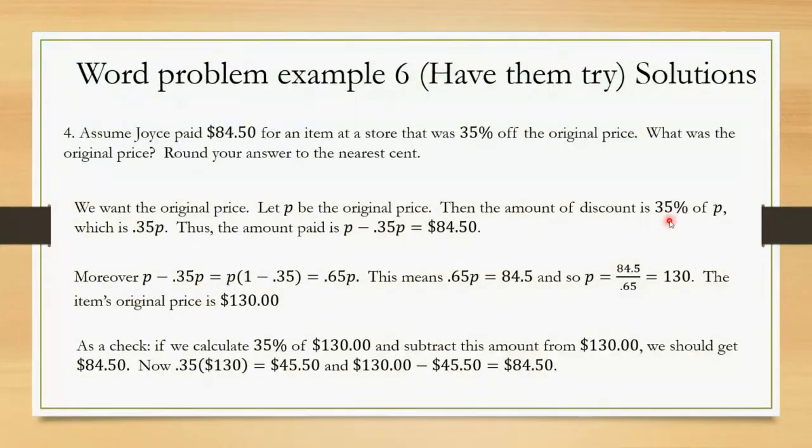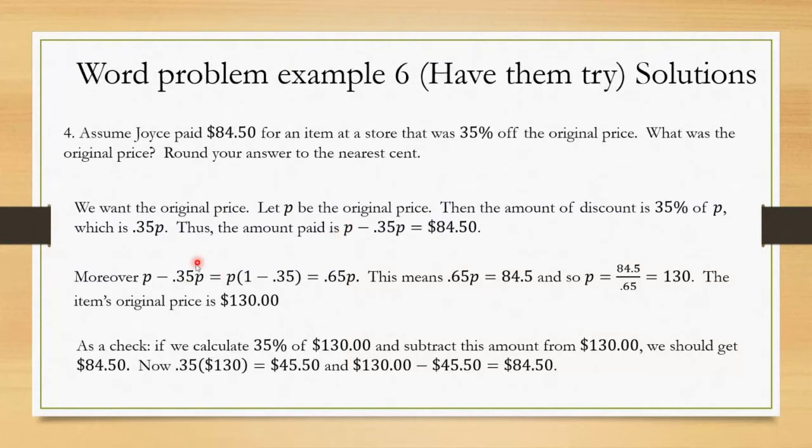You know, 35% of something is 0.35 times that. You can verify that by the is over of with percents, that ratio. That was one of the first things we did in chapter 4. And that's how much she paid, right? That's the price including this discount. So we got to figure out what P is.